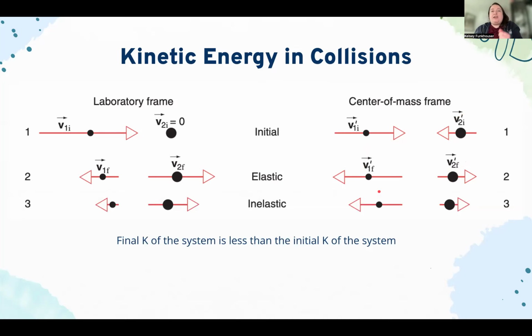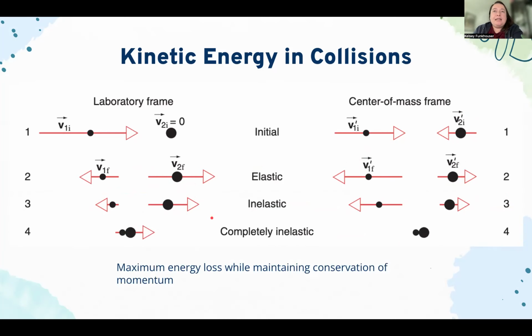Now, in an inelastic collision, we find that some energy is lost. So the final kinetic energy of the system is less than the initial kinetic energy of the system. And we can see this by their vectors being slightly smaller than the elastic ones. In a completely inelastic collision where the objects stick together, like balls of clay, in the center of mass frame they aren't moving because the center of mass isn't changing position. They're together. And in the lab frame, they move together with a final velocity. So in a completely inelastic collision, we have maximum energy loss while maintaining conservation of momentum. So momentum is still conserved, but we lose the maximum amount of energy we can while maintaining that conservation of momentum.